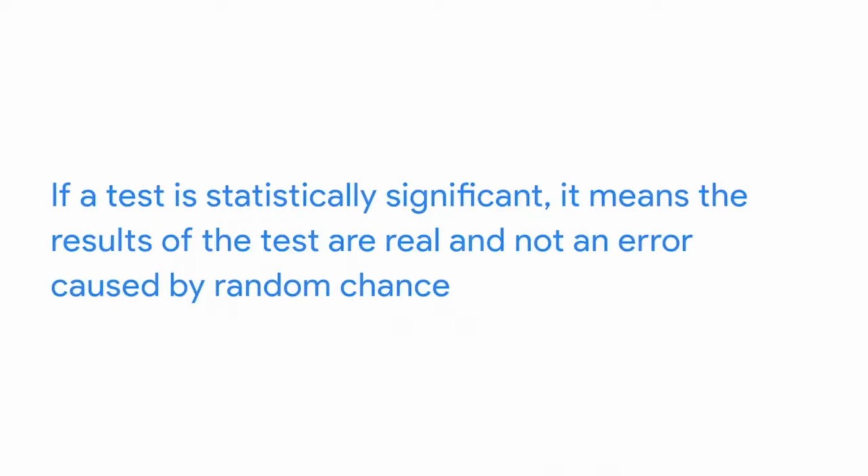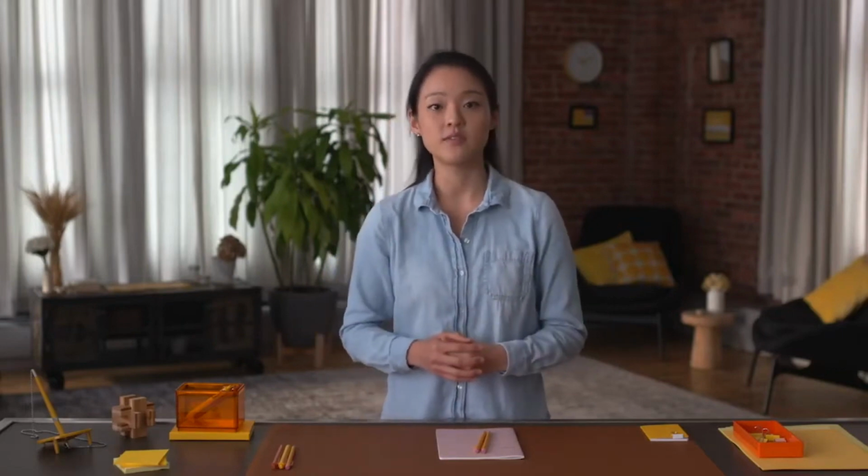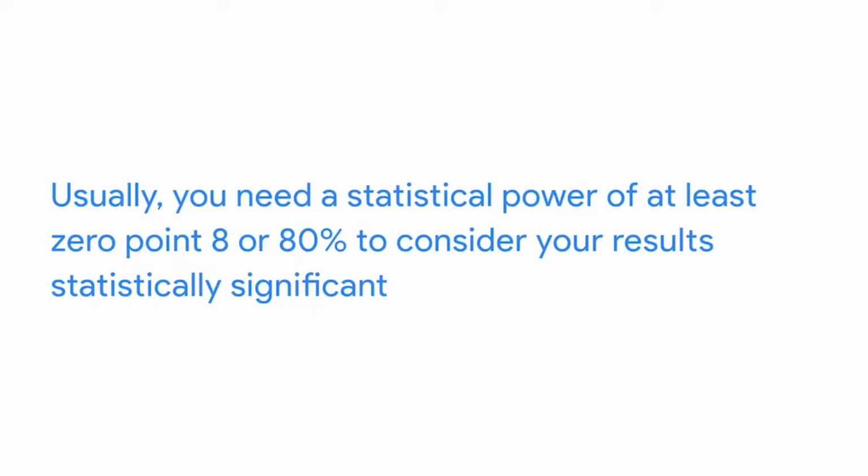Statistically significant is a term that is used in statistics. If you want to learn more about the technical meaning, you can search online. But in basic terms, if a test is statistically significant, it means the results of the test are real and not an error caused by random chance. So there's a 60% chance that the results of the milkshake ad test are reliable and real, and a 40% chance that the result of the test is wrong. Usually, you need a statistical power of at least 0.8 or 80% to consider your results statistically significant.